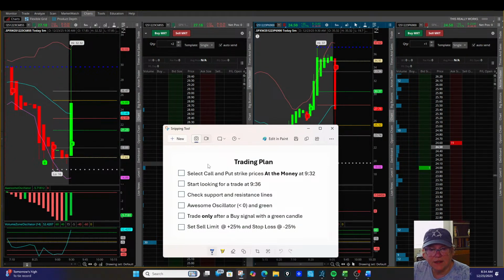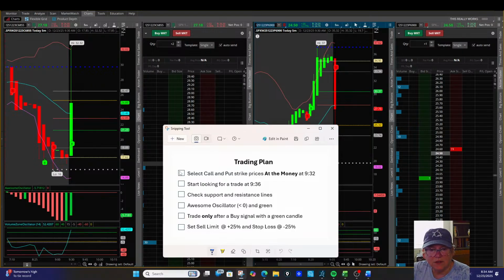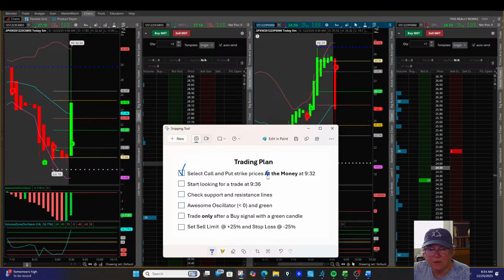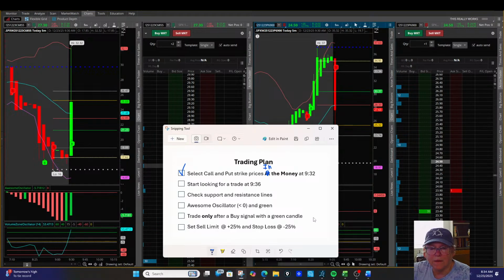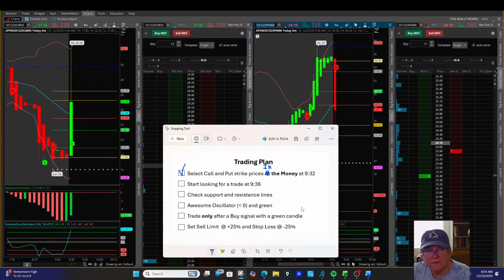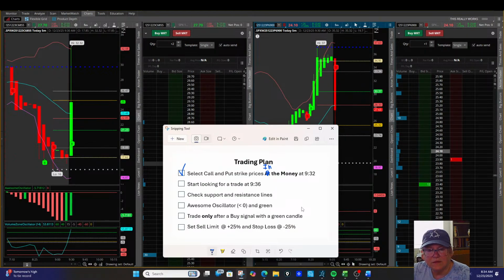Okay, the first thing I did this morning was to select call and put strike prices, and not at the money today. Today I'm looking at in the money. In the money was 5 into the purple, and both call and put 5 into the purple.